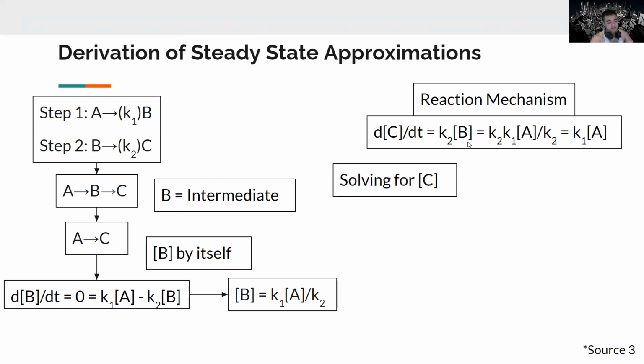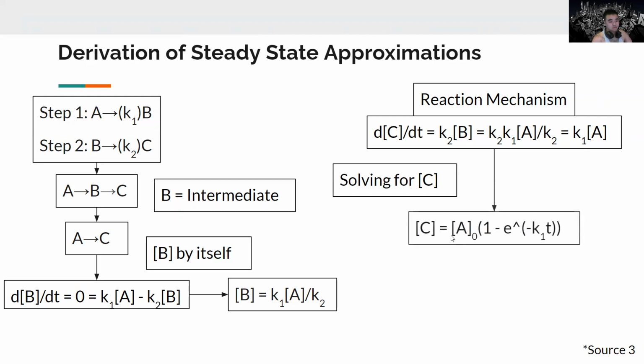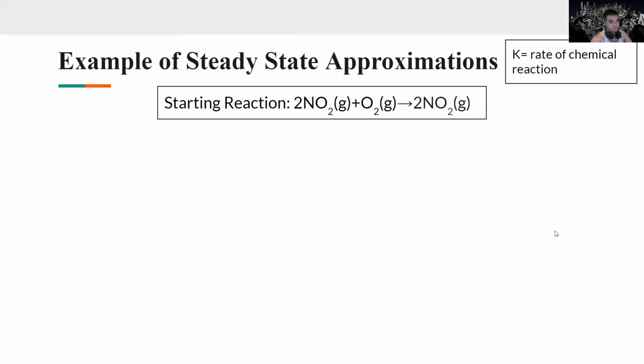And if we want to get C by itself, we get this equation, which shows how the concentration of the product is made. So the concentration of C is equal to the initial concentration of A times 1 minus e raised to the negative k1 times t, t being time.